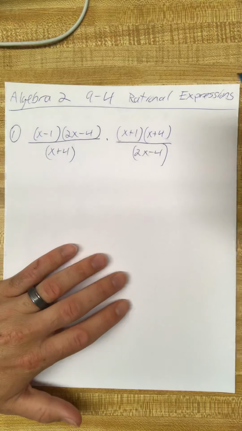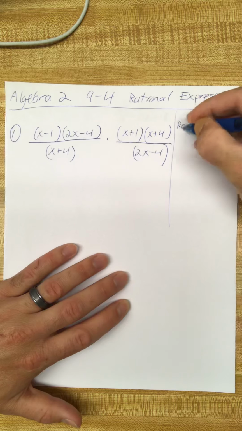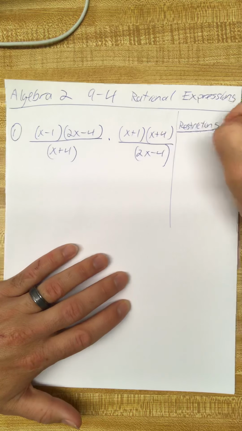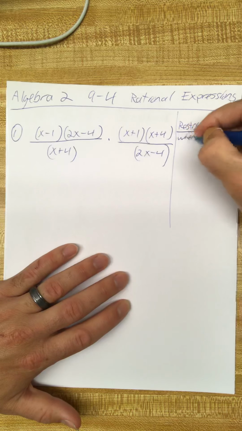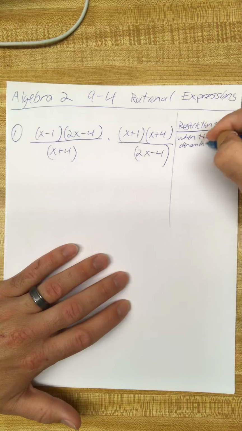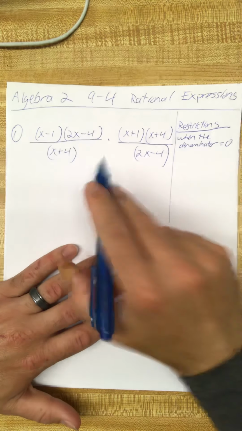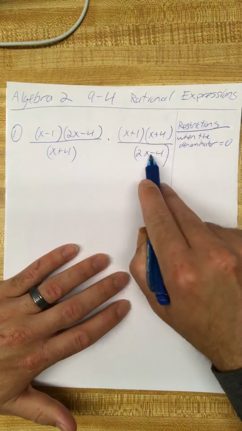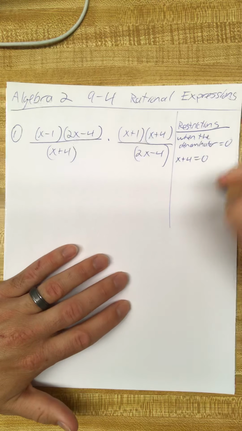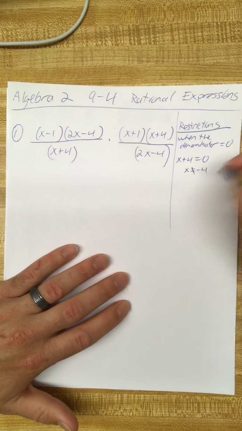So let's take care of that first here. I'm just going to put that on the side. All right, so again, restrictions are when the denominator equals 0. Okay, so any term in the denominator, you want to set that equal to 0. So first up is the x plus 4. So that means you're going to get x equals negative 4, so x cannot equal negative 4.